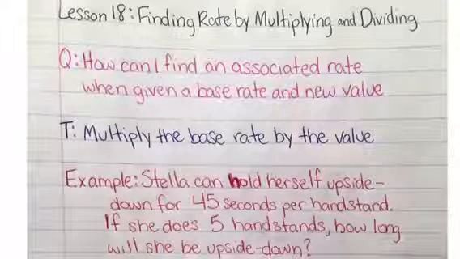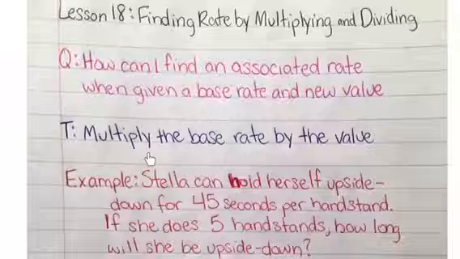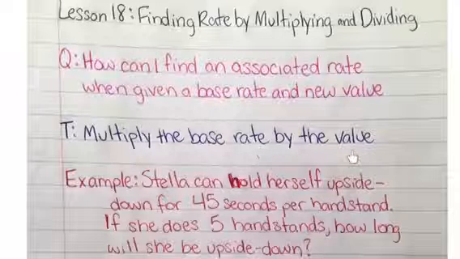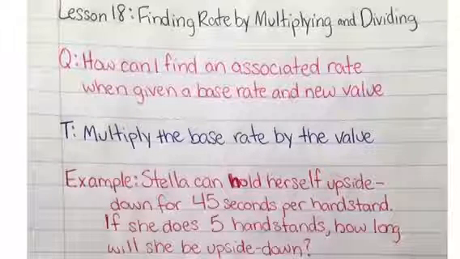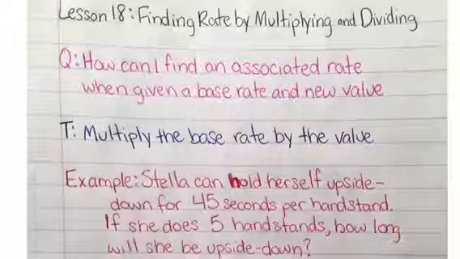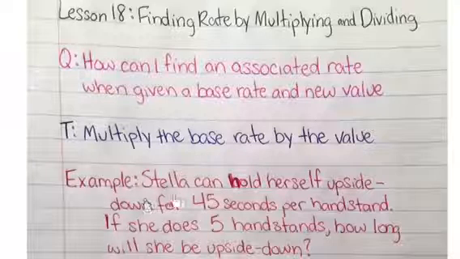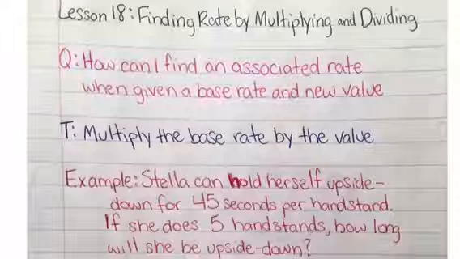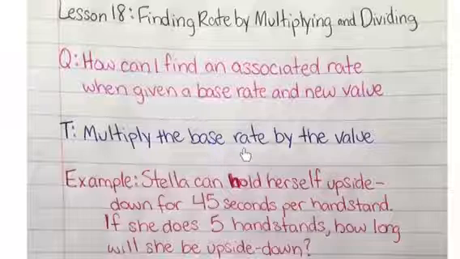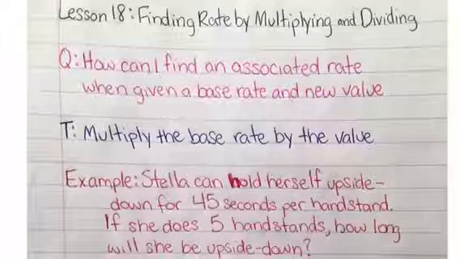In order to do that, it's pretty simple. We multiply the base rate by whatever the value is, or you could also divide the base rate by whatever the value is. Let's take a look at our example down here as to how to put this into practice, and then I'll slide over and use a little bit more of blank space to put some meaning to these words of base rate and new value and things like that.